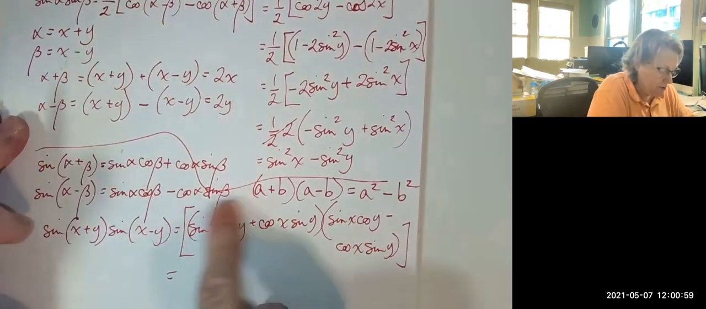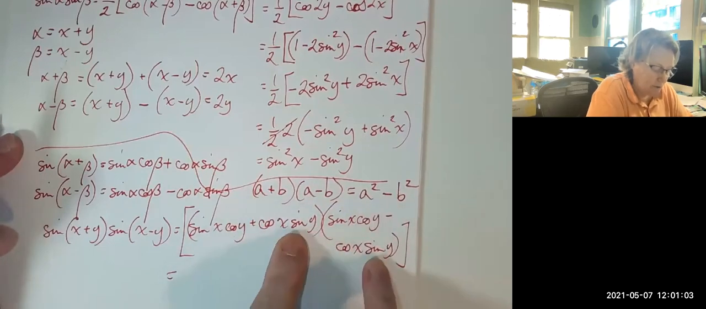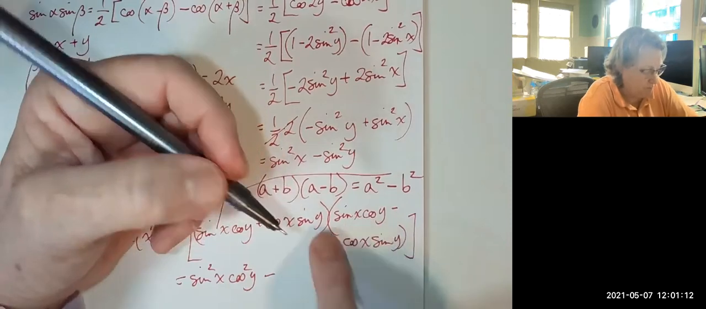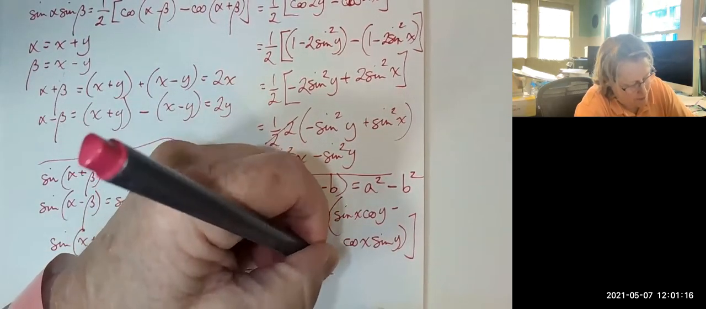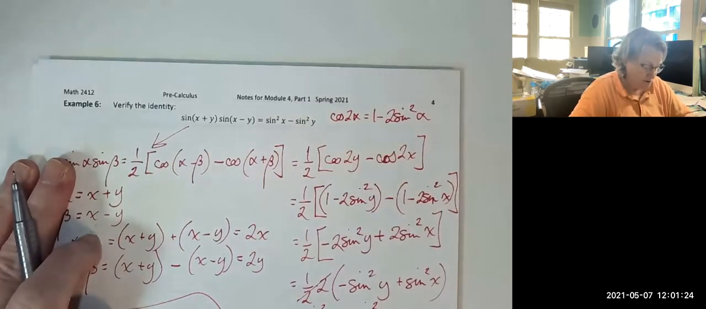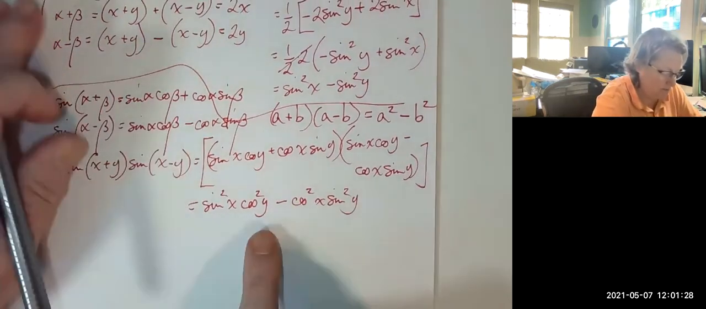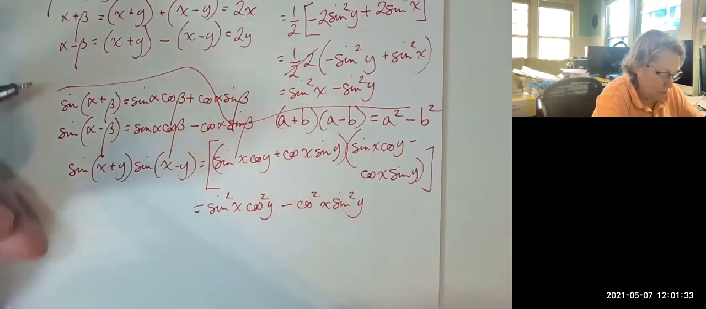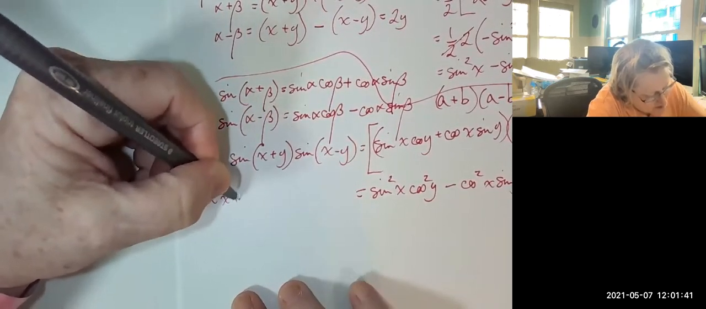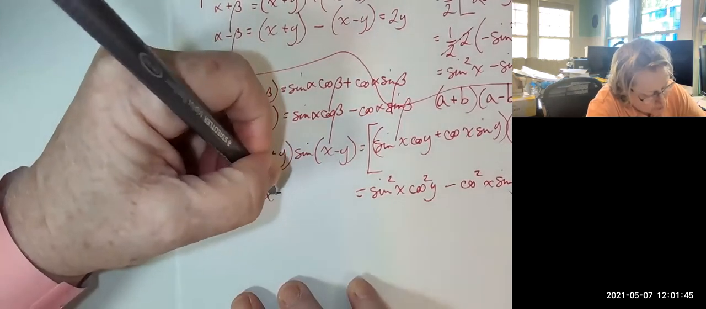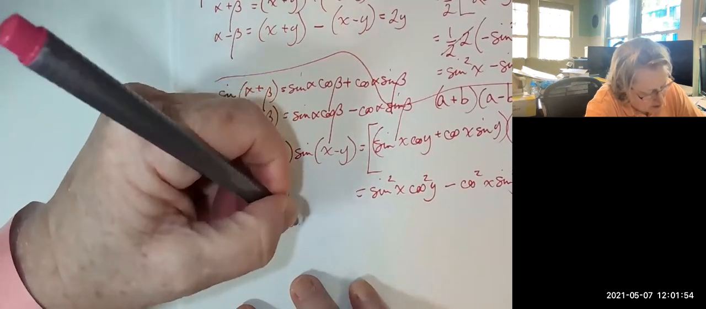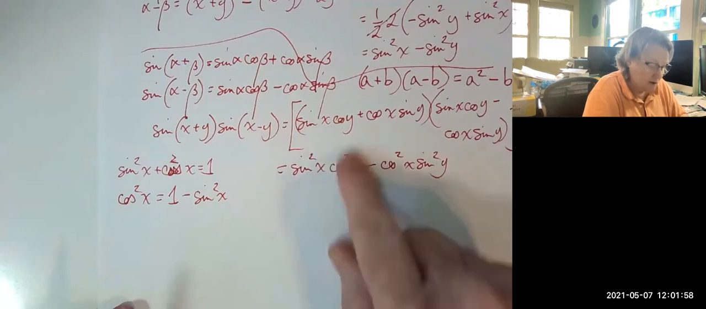So we're going to have the first term squared minus the second term squared. So sine squared x cosine squared y minus cosine squared x sine squared y. But this isn't quite the goal we wanted. We wanted only sines in the answer. So I need to replace the cosines with 1 minus sine squared x, because we know that sine squared x plus cosine squared x is 1. If I want to solve for cosine squared x, I have 1 minus sine squared x. And that's exactly what we're going to do for both cosine squared y and cosine squared x.